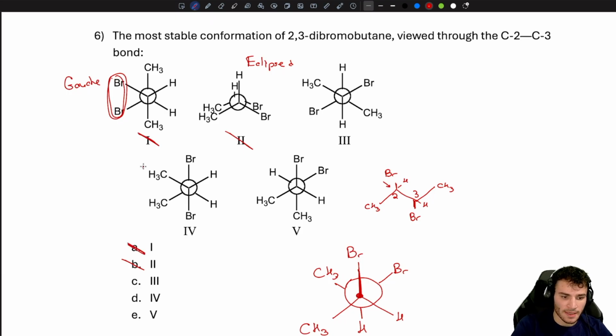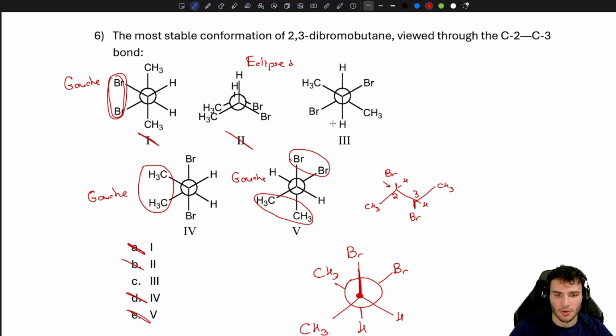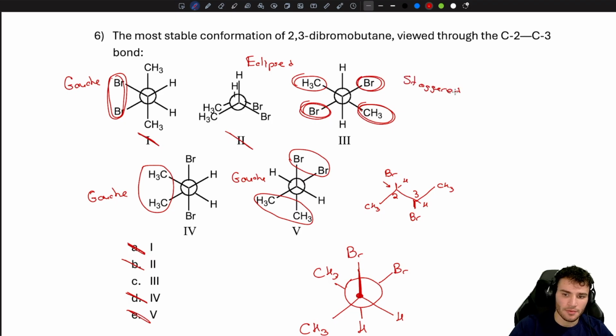In option 4, again, you have these pretty large structures right next to each other. So again, this is another gauche conformation. And then in option 4, again, you have these pretty large groups right next to each other, bumping into each other. And so this is also one of your gauche conformations. While if you look at structure 3, we have these methyl groups as far away from each other as possible, and these bromines as far away from each other as possible. And so this is going to be your staggered conformation.